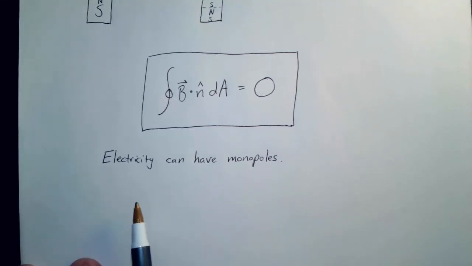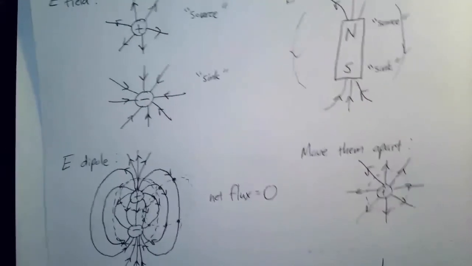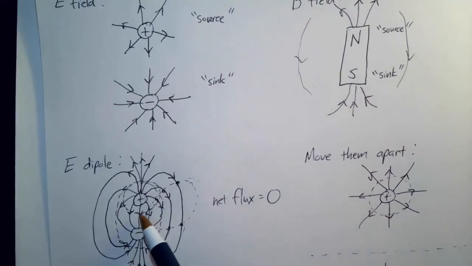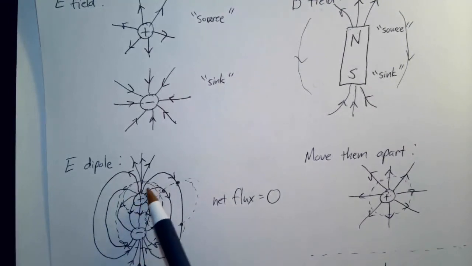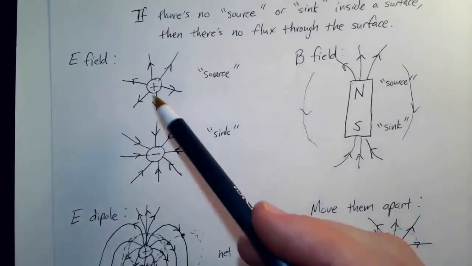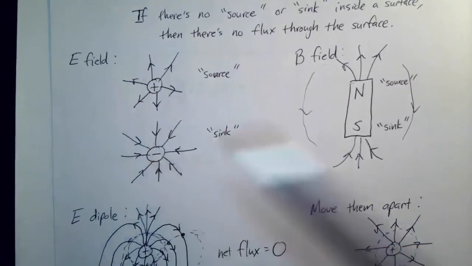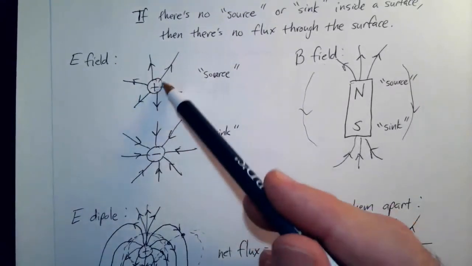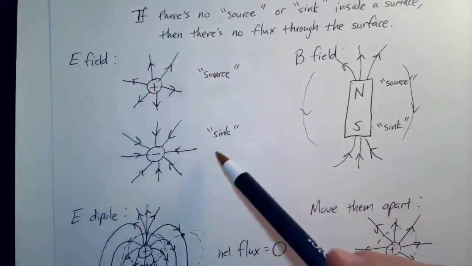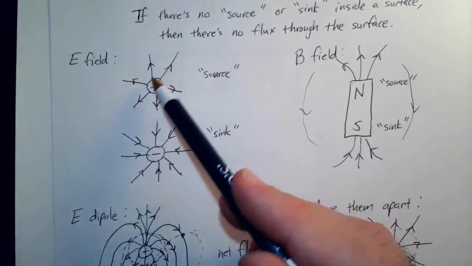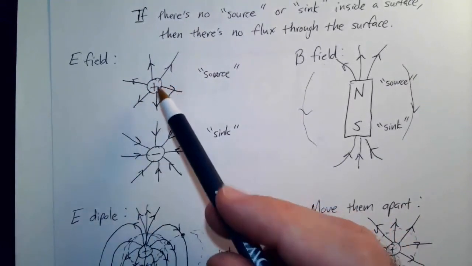Another way of wording all of this is that electricity can have monopoles. What's a monopole? It's kind of a made-up word, but it basically means if I take a dipole and split it in half, then you can think of it as having two monopoles. A monopole in electricity is a positive charge or a negative charge. So electricity can have a lone source or a lone sink. Another way of saying that is that electricity can have monopoles.